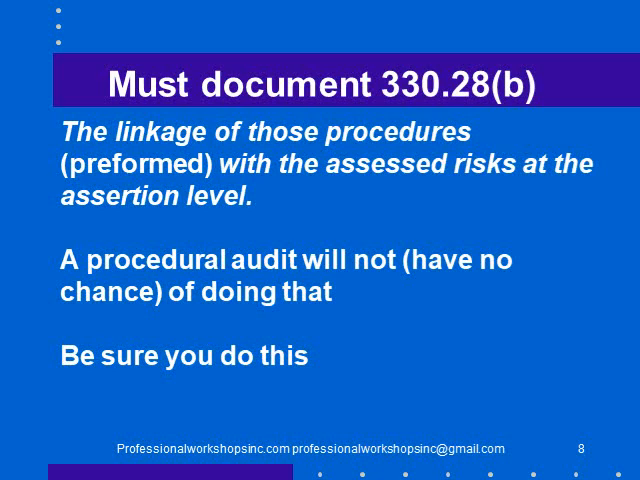The linkage of procedures performed with the assessed risks at the assertion level. If you're purely doing a procedural audit, doing this procedure, that procedure, this procedure, that procedure, you've not done this. You've not satisfied 330.28b. You have to say this procedure, this one, and this one address the risks of material misstatement at the assertion level of this. So a procedural audit will have no chance of doing this. You need to find a way to document that.